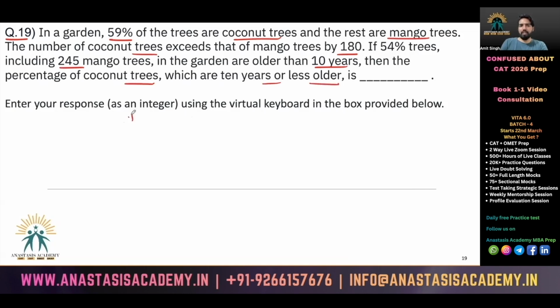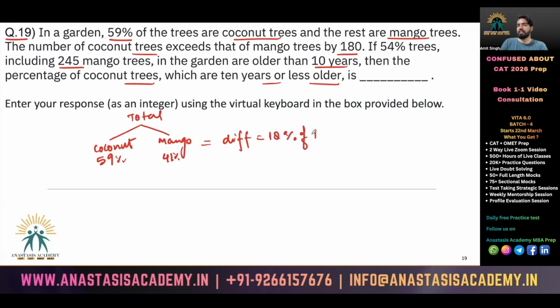Can you see, out of the total, coconut trees comprise 59% of the trees and the rest are mango trees. So 41% would be the mango trees. Now the number of coconut trees exceeds that of mango trees by 180. So this difference in percentage terms is 18% of the total trees.